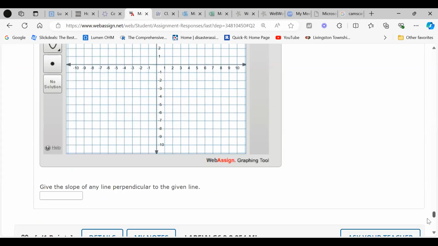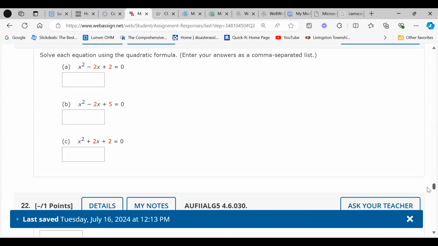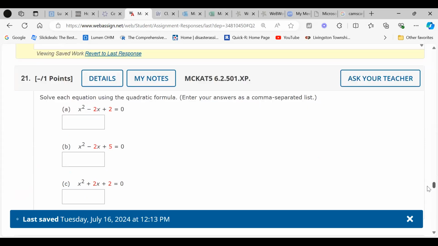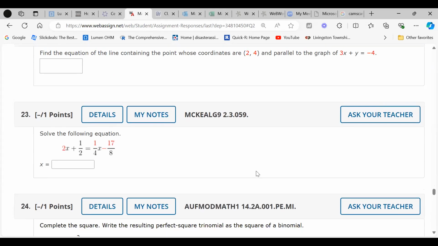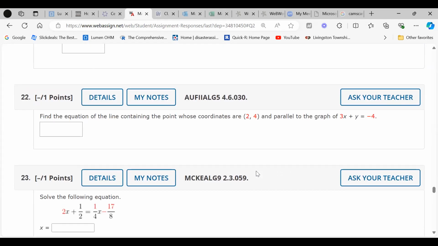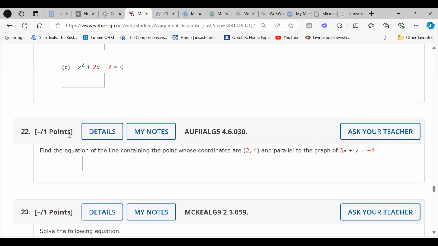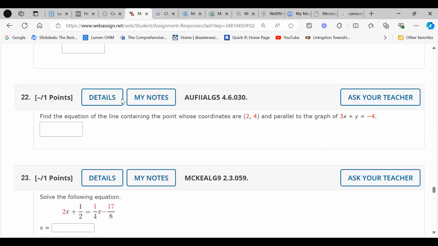Okay, let's look at question 21. Solve each equation with the quadratic formula. I guess we're going to skip this. You can work on it yourself. Let's go to some questions we haven't seen yet, containing the point, parallel. Let's try one of these, question 22. We did a lot of practice on this. Let's try 22.